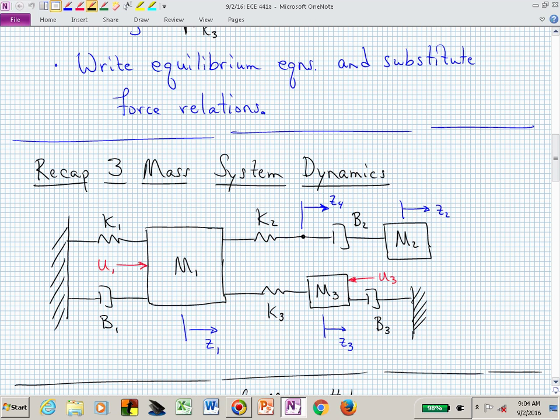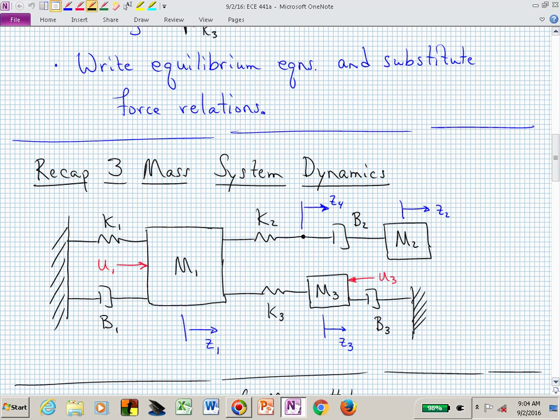Here's our 3-mass system. I hope that's the same system that we had last time. I believe it is. I don't see a U sub 2, so we don't have U2 anywhere in this particular system. We do have 2 external forces, U sub 1 and U sub 3, and those are actually going in different directions, and one is moving in a direction that opposes the direction that we've assigned for mass 3's positive direction.